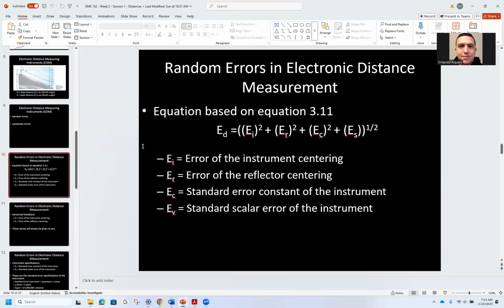They're going to give you error of D as your total distance. Then you have I, which is error of instrument centering. R is reflector, and C is a constant, and C is the standard scalar error of the instrument.